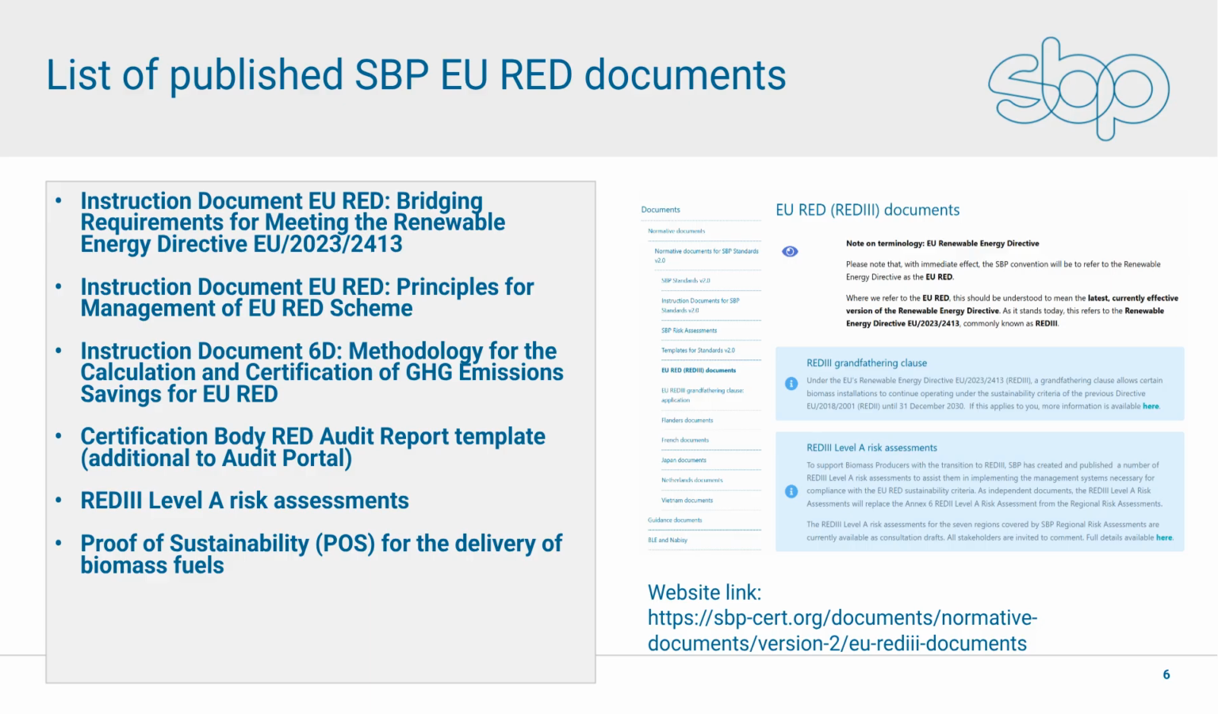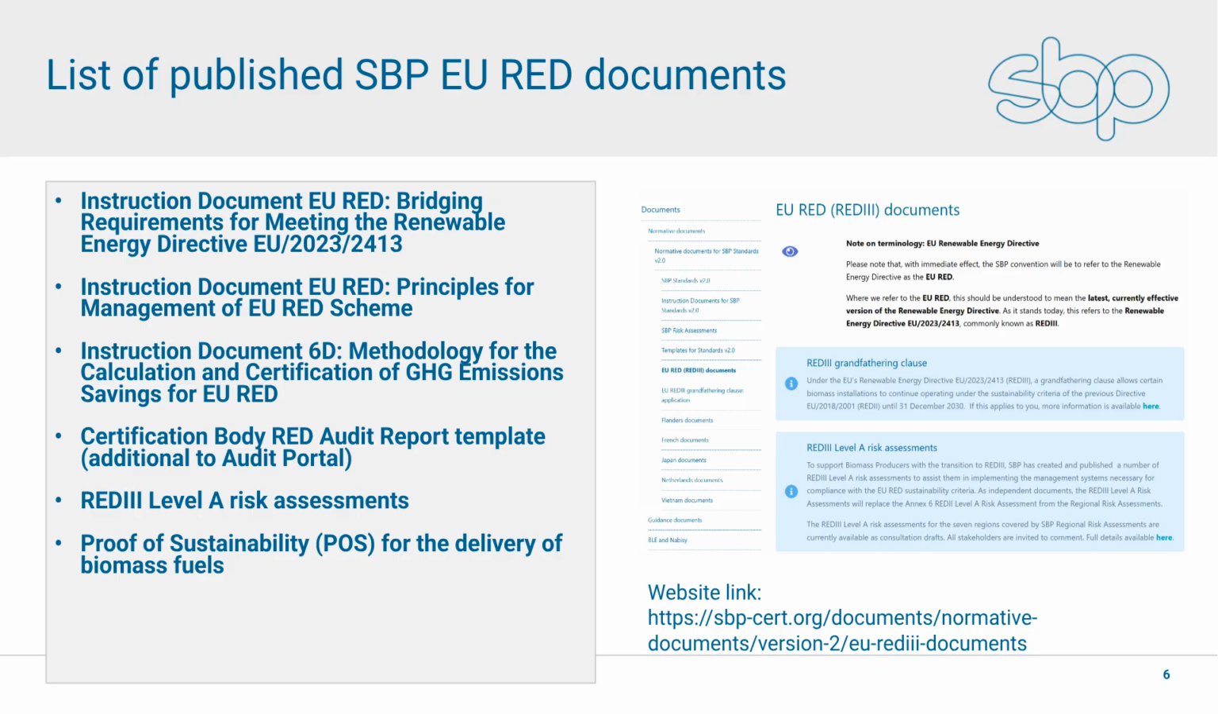Next, the certification body RED audit report template is a mandatory, complementary checklist used by certification bodies to document SBP EU RED audits. It is confidential and does not appear in the public summary report, but certification bodies can integrate it into their internal audit tools as long as the content is kept.